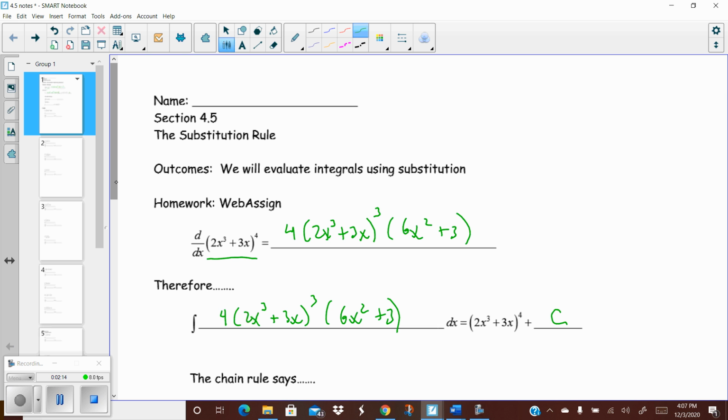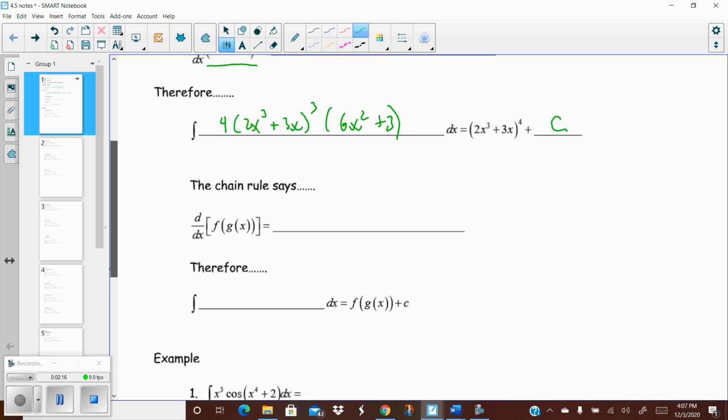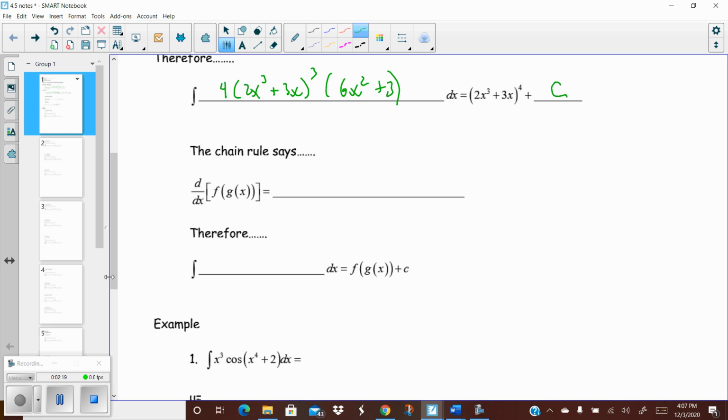So, the chain rule in general says if I was to take the derivative of f of g of x, it would be f prime of g of x, the derivative of the outside piece, times g prime of x, the derivative of the composited piece. Therefore, the integral of f prime of g of x times g prime of x dx should get us back to the original f of g of x, again, plus some constant c. Okay, hopefully that makes sense.